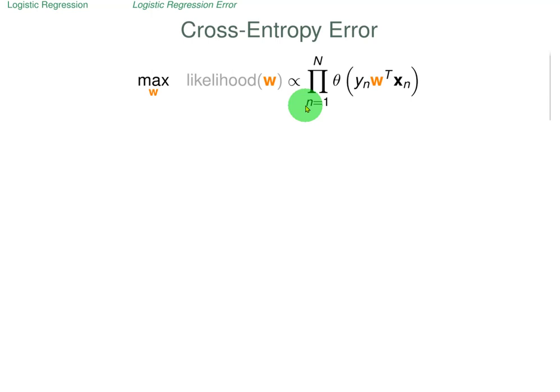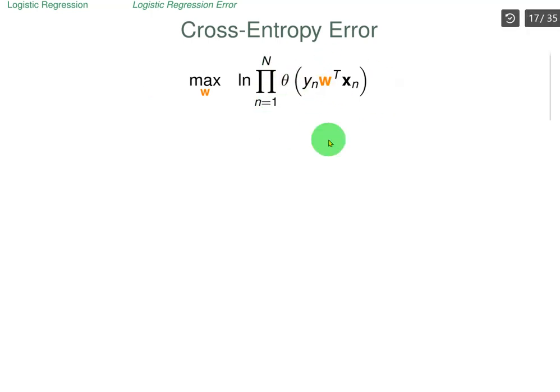There are a couple of steps that we can do to simplify this product. The first step is just to apply the natural log on the product. Applying the natural log on the product will be useful when theta, the output of the sigmoid, is a very small number. Now let's think about this objective. Can we change from maximization to minimization? Yes, we just need to apply -1.